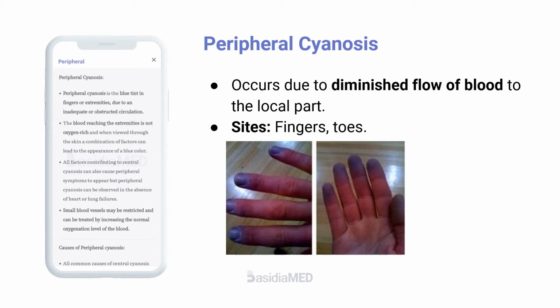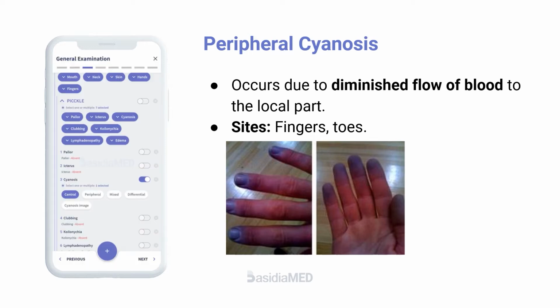To identify peripheral cyanosis, look for bluish discoloration in fingers, toes, tips of nose, and earlobe. Note that in peripheral cyanosis, the temperature of the limbs appears cold. The cyanosis does not improve with the inhalation of oxygen.